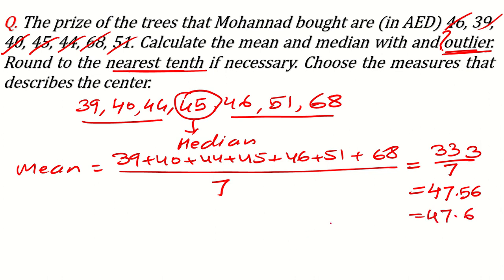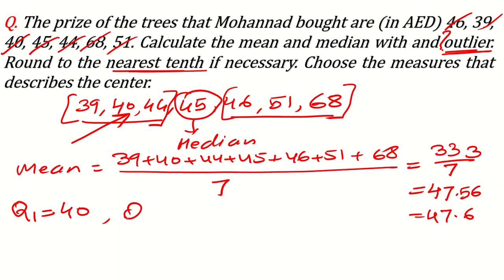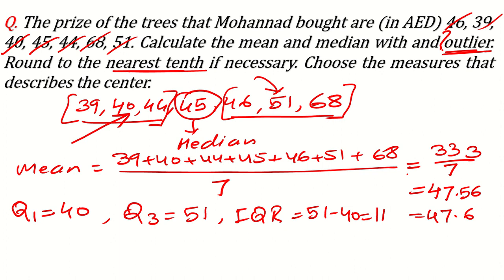Now what they are asking, another thing, the outlier. Outlier means again you will find the middle number from the first half and second half. So the first quartile is 40, that is the middle number of the first half, and the third quartile is 51, that is the middle number of the second half, and the interquartile range will be 51 minus 40, that is 11. Don't get confused, this is a different thing.